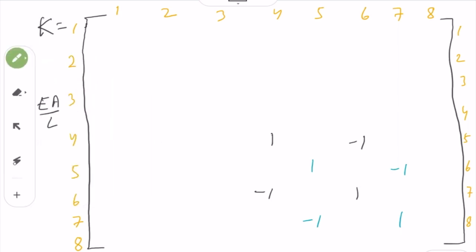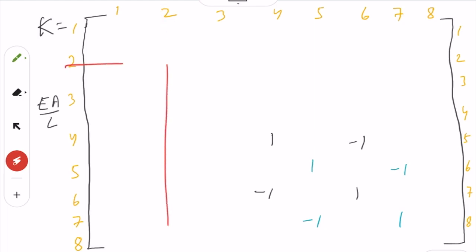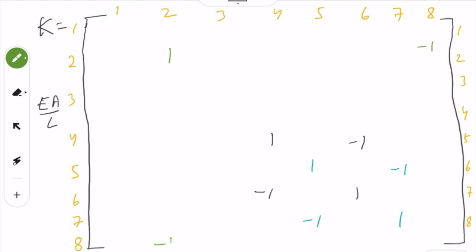Okay, so let us have third, 2 and 8. So, 2 is here and 8 is here. So, 2, 2 we will have 1, 2, 8 we will have minus 1, 2, 8 we will have minus 1, and 8, 8 we will have 1. Okay. So, we are done with the third one as well.